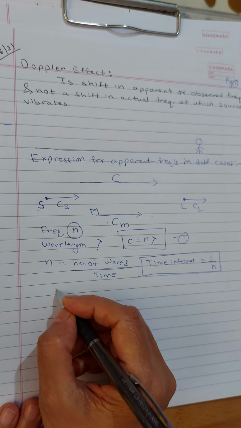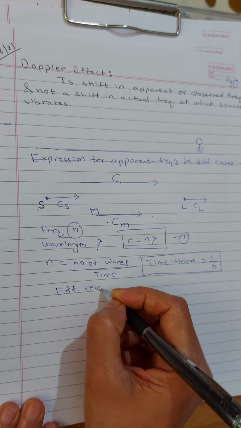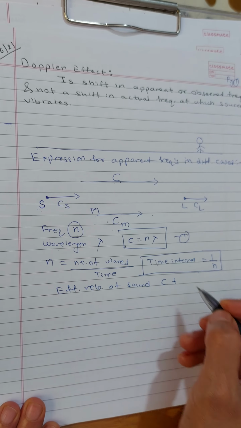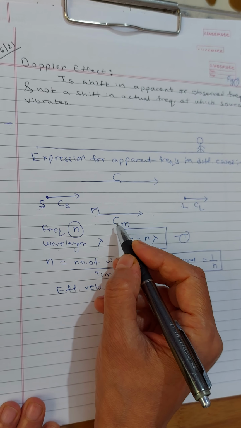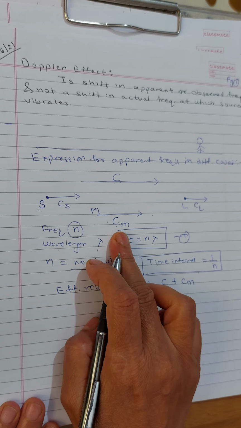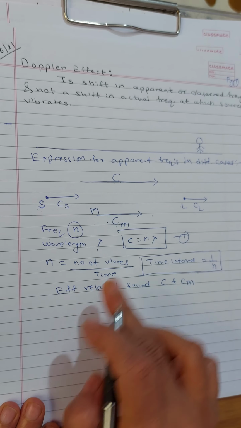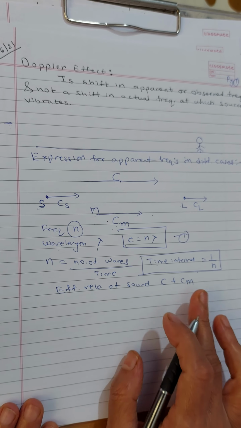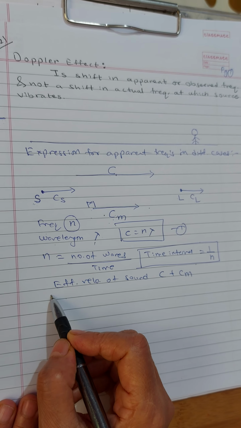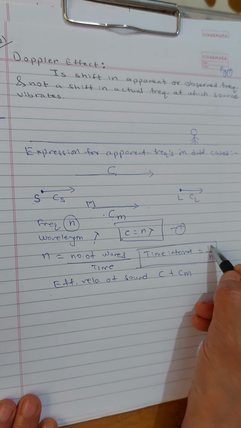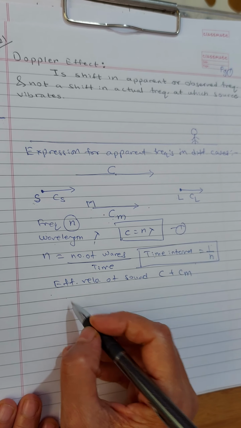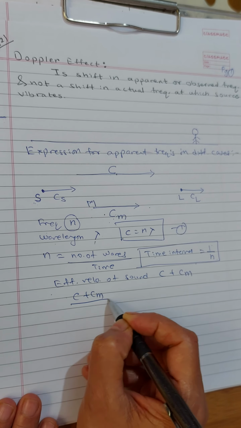So what will I say? The effective velocity of the sound will be c plus Cm. Why Cm? Because Cm is the velocity of this medium. So as this medium is moving with speed Cm along the direction of propagation of the sound, the effective velocity of sound will be c plus Cm. This is very important. Now the distance traveled by the first sound wave in time interval 1 by n before the emission of the second sound wave will be (c plus Cm) divided by n.